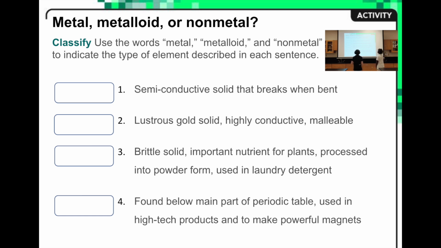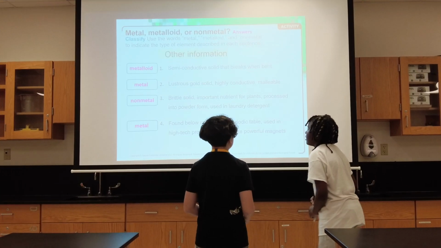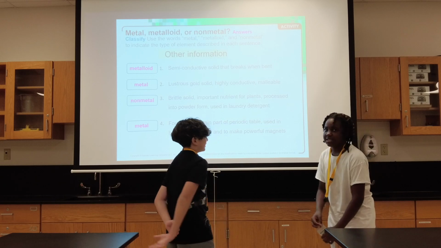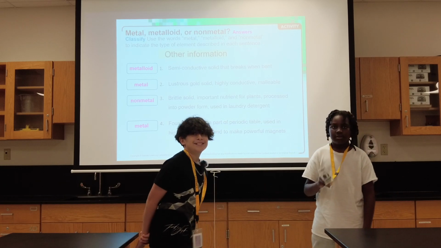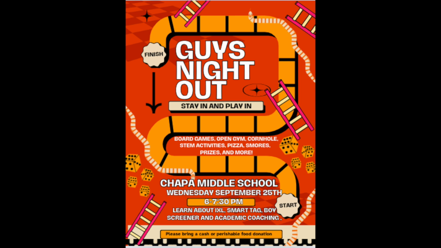What is a semiconductive solid that breaks when bent? Metalloid. What is lustrous, gold, solid, highly conductive, malleable? A metal. What is a brittle solid, an important nutrient for plants, processed into powder form, used in laundry detergent? Non-metal. What is found below the main part of the periodic table, used in high-tech products and to make powerful magnets? Rare earth metals. Perfect.